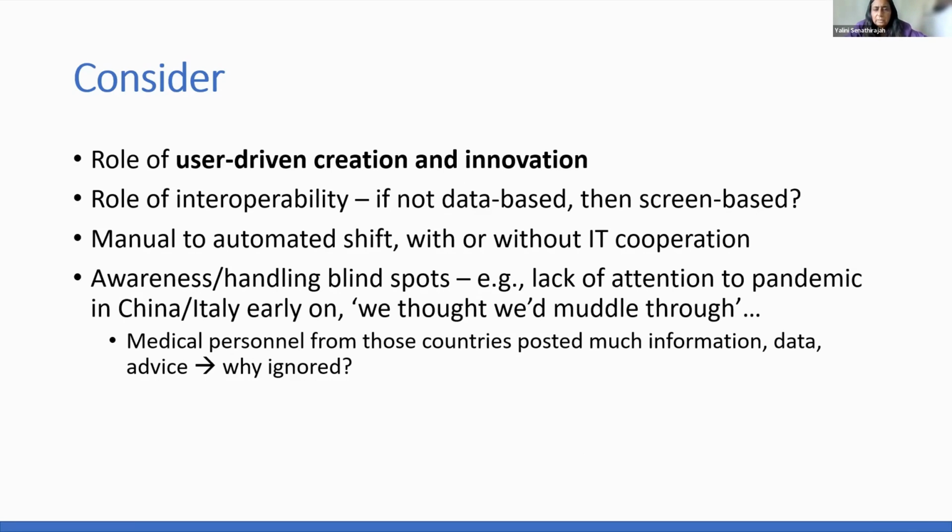And then another thing we found in interviewing people is that at both institutions, people didn't really realize what they were going to have to handle, in spite of the fact that some other countries had a 2-month lead. So is there a blind spot there, and do we need to pay more attention to these things earlier?